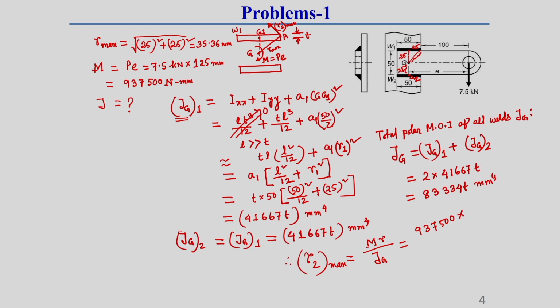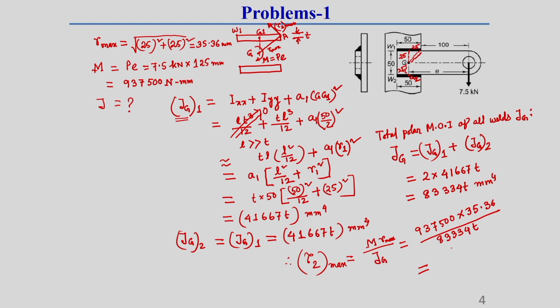This into R, R is the farthest distance, you can write as R max. Okay. So, here R max is what? So, R max is 35.36 millimeter, we have already calculated, and Jg is the polar moment of inertia of all weld, which is equal to 3334 T. So, what is the tau 2 max we are getting here?